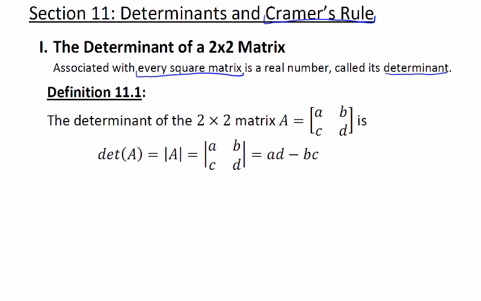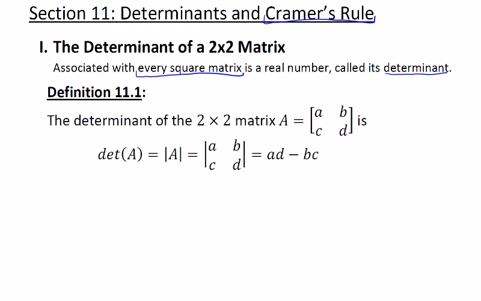So we are really going to only be applying Cramer's rule to systems of linear equations with 2 variables and 2 equations. We're not going to apply this to the 3 variable, 3 equation situation that we had back in section 9. So definition 11.1 is going to tell you how to calculate the determinant of the 2 by 2 matrix. It says here the determinant of the 2 by 2 matrix A is, and then there's the calculation.